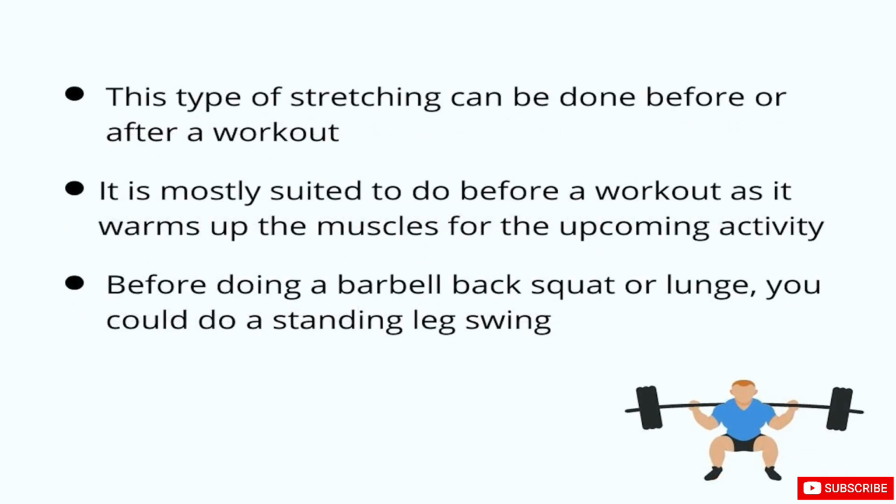This type of stretching can be done before or after a workout. It is mostly suited to do before a workout as it warms up the muscles for the upcoming activity. Here is an example of dynamic stretching done before an exercise. If you were to do a barbell back squat or lunge, you could do a standing leg swing going forwards and backwards. You could do this for 15 to 20 seconds and then switch to the other leg. This simple movement would warm up the muscles of the quadriceps, hamstrings, hips, and glutes.